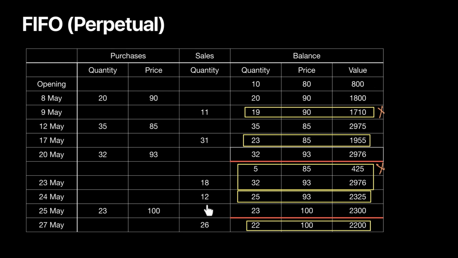So finally we have to sell 26 units. Now everything else we've marked. Everything else has been sold. So forget this, just focus on these two items. I have to sell 26.